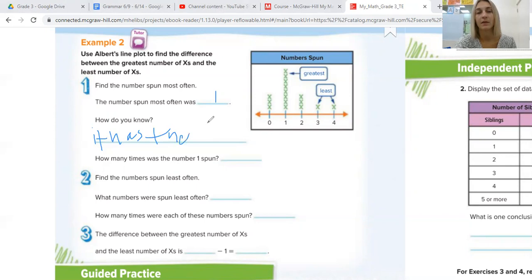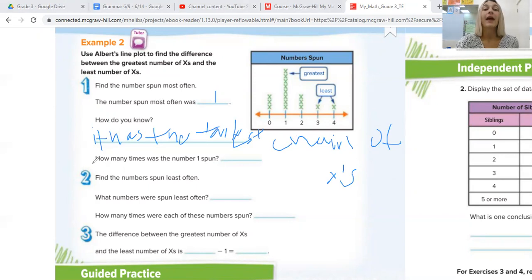The tallest chain. Ooh, that's hard to read, of x's. So what that says is it has the tallest chain of x's. How many times is the number 1 spun? We can count 1, 2, 3, 4, 5, 6, 7, 8 times.